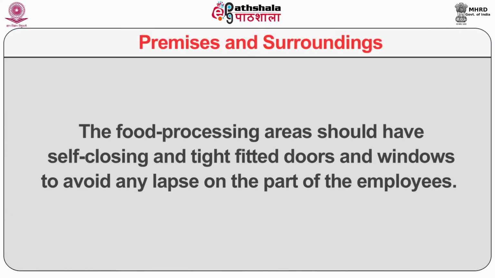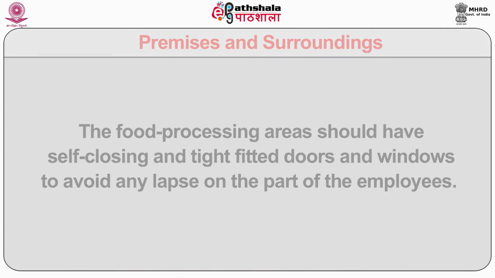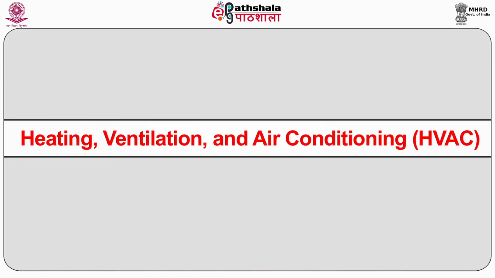The infrastructure such as walls, floors, shelves and ceilings must be constructed of durable, smooth and impervious materials which can be easily cleaned. The color of the walls should be light and there should be adequate slope in the floor for smooth and proper drainage. The food processing areas should have self-closing and tight-fitted doors and windows to avoid any lapse on the part of the employees.